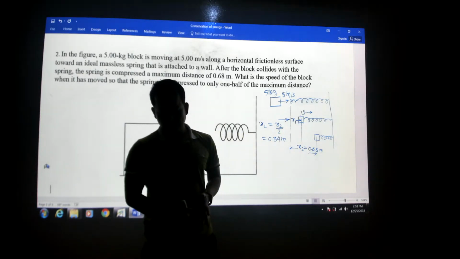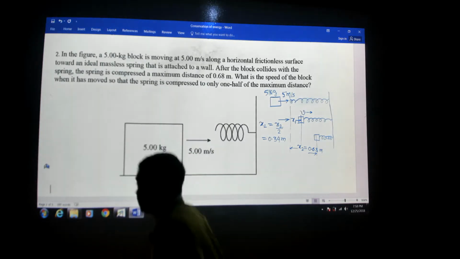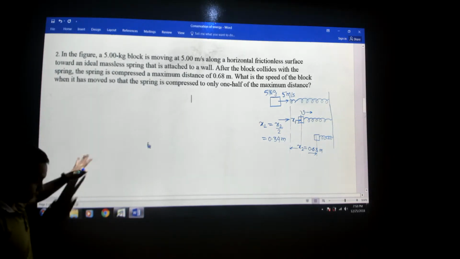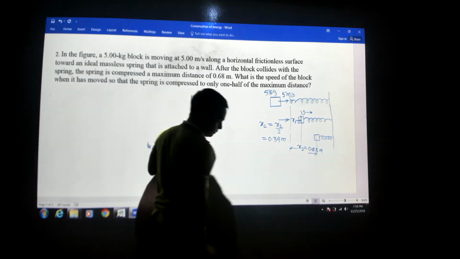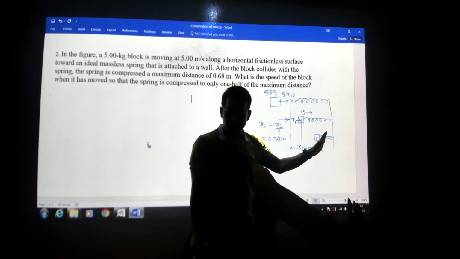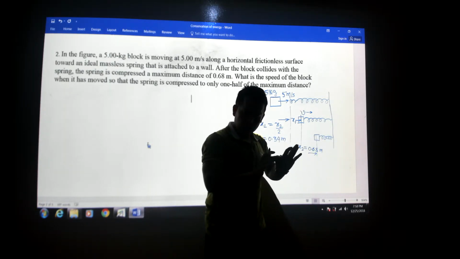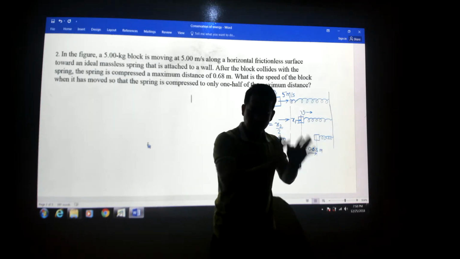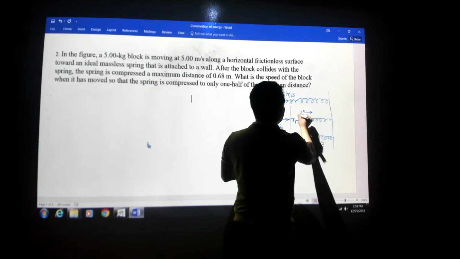So I'm just going to use the conservation of energy. Let's start at this point. At this point, all the kinetic energy is stored in the form of potential energy. When the spring is pushed back, all the kinetic energy is now stored in the form of elastic potential energy. Let's say this point is B and this point is A.